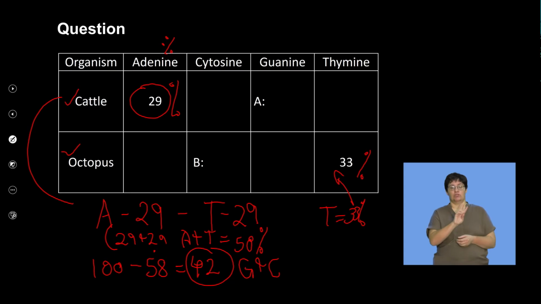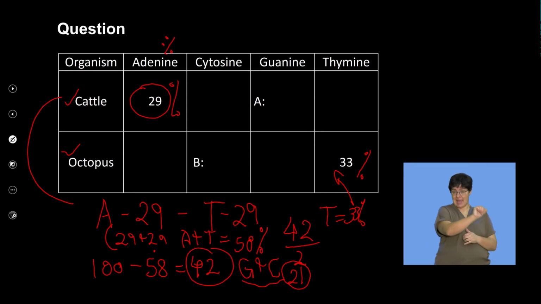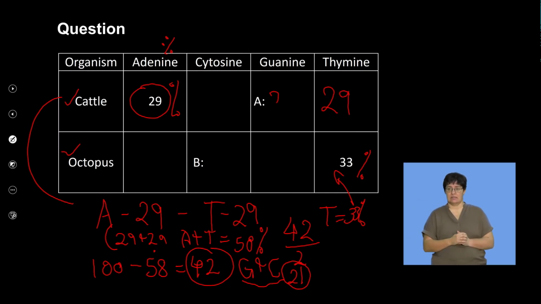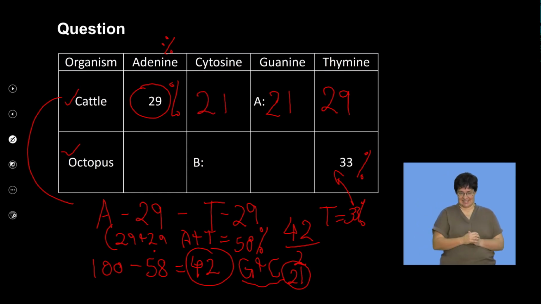This would mean that because guanine and cytosine are always equal, we would need to distribute that equally between the two. So we would divide that, and it would mean that guanine and cytosine each constitute 21%. So we've worked out that adenine makes up 29%, so thymine would be 29%. And guanine and cytosine would make up the balance of 21% each.